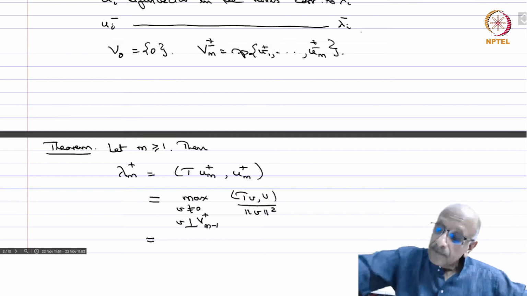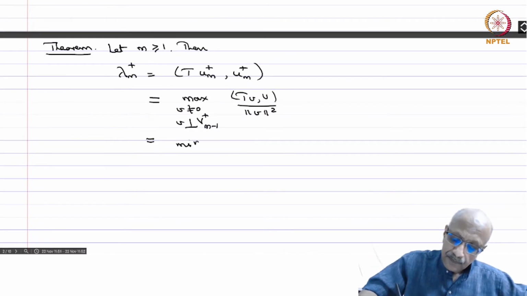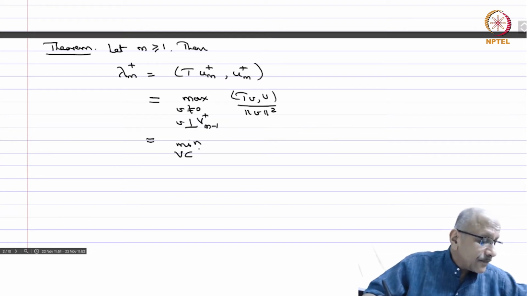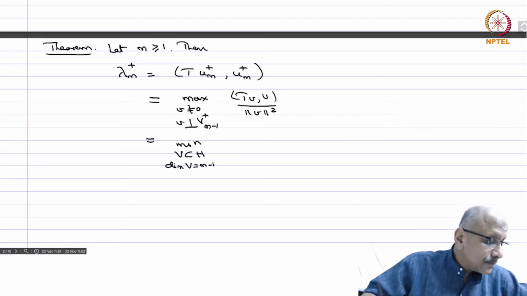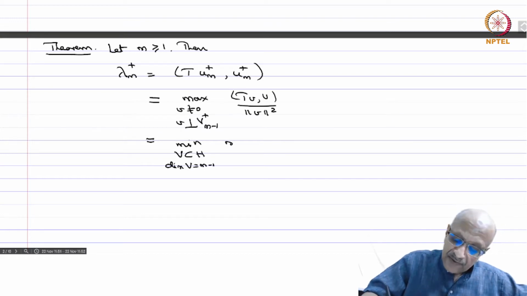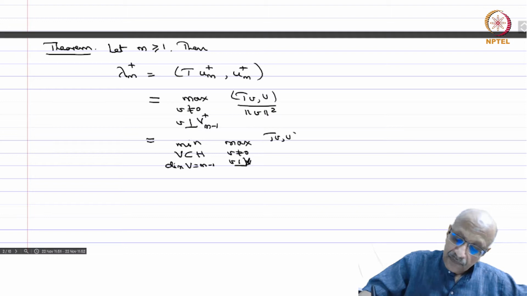And the third one is the minimum over all V contained in H, dimension V equals m minus 1, of the max over v not equal to 0, v orthogonal to V, of <Tv, v> by norm v squared.